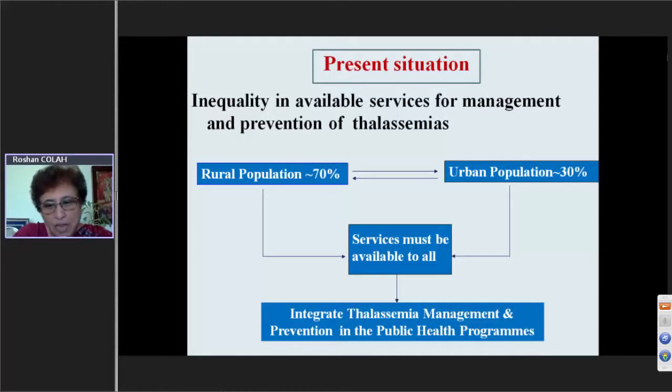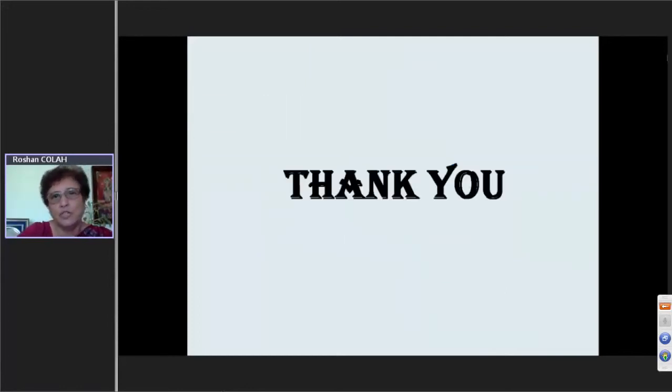The country is planning a national thalassemia control program or hemoglobinopathy control program, which hopefully should take off the ground soon, and screening, awareness, counseling, and prevention will become available, as well as management of the existing patients in every state, even in rural areas. Thank you very much for joining in.